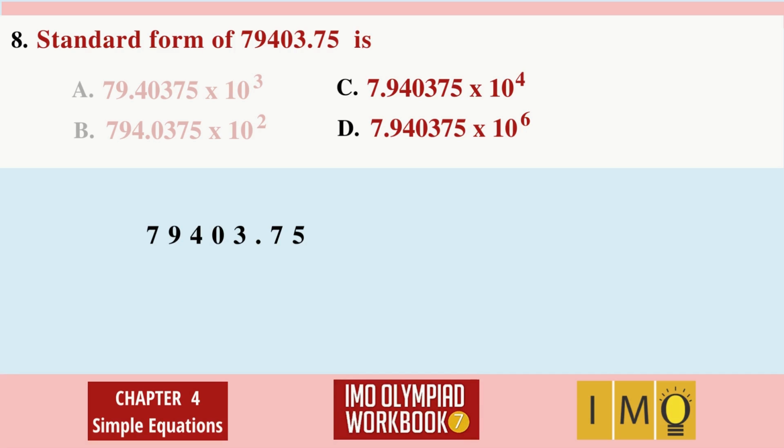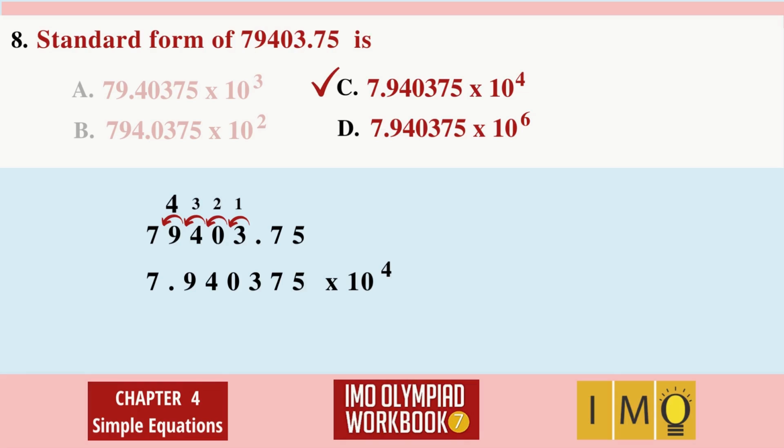Now coming to our question. 79403.75. Now let's move the decimal point to the left one step at a time. So to reach 7.940375, we need to move the decimal point 4 times. And that means to keep the value unchanged, we multiply by 10 to the power of 4. This means that the right option is option C.